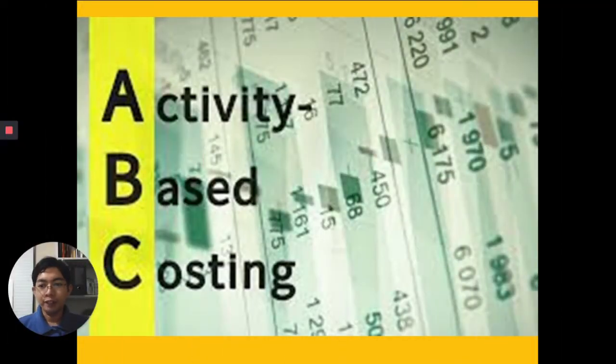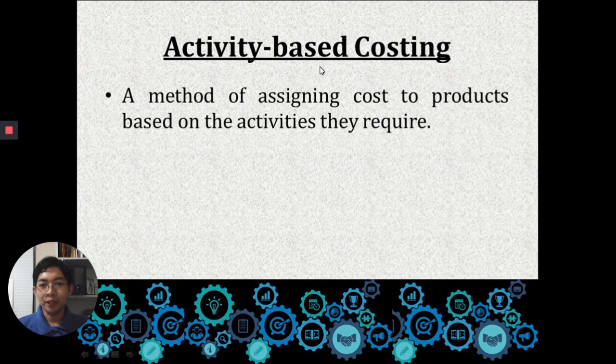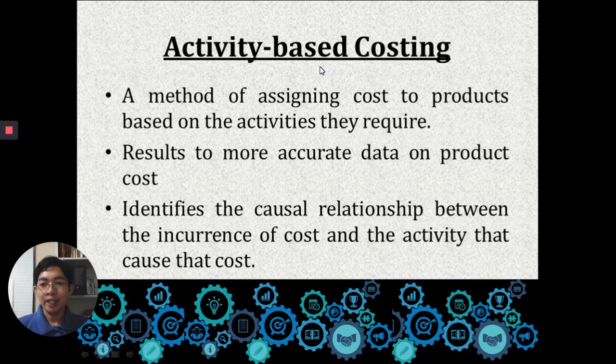Our topic for this video pertains to activity-based costing. Let us define activity-based costing. It is a method of assigning costs to products based on the activities they require. It results in more accurate data on product costs because here, we consider multiple cost drivers and identify the rate needed in order to assign cost to our product. And also, it identifies the causal relationship between the incurrence of costs and the activity that causes that cost.